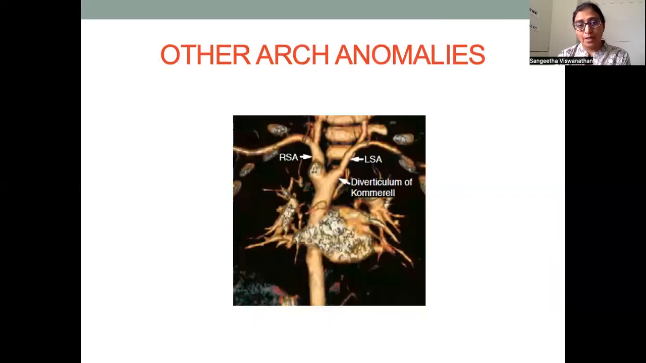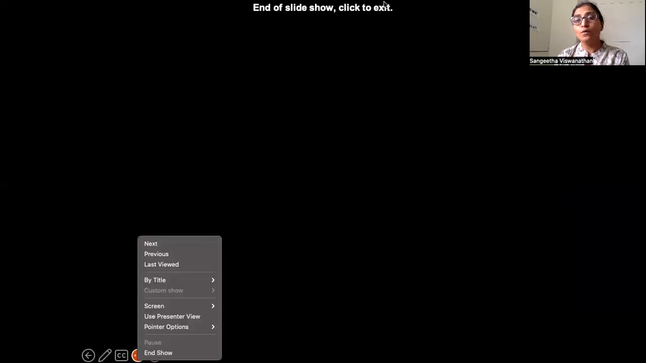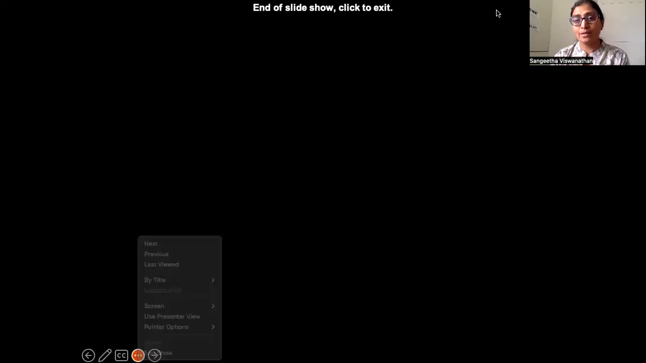This is an example of a double aortic arch. I'm sure you've seen it on fetal echo. This is a CT 3D reconstruction showing it beautifully. Okay, so that gives you an overall overview of all the possible abnormalities and how to approach cardiac analysis in a sequential segmental fashion.